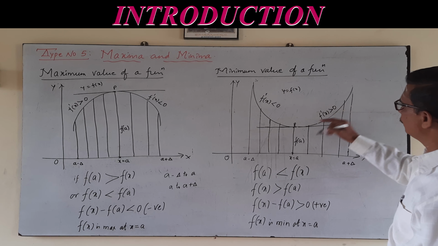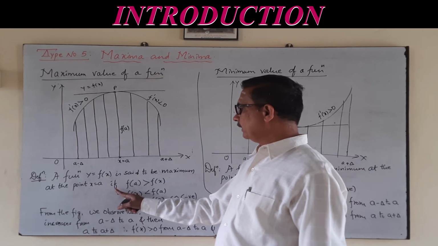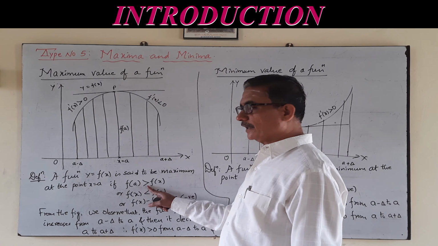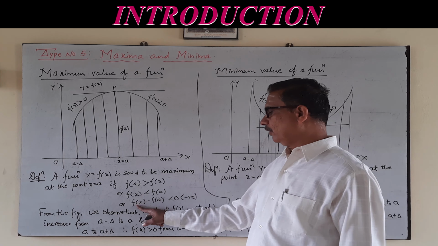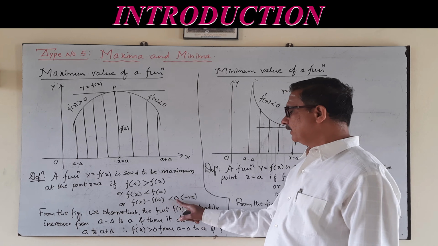So here, draw the diagram. Define the maximum value of a function. Draw this diagram and note down the definition. A function y is equal to f of x is said to be maximum at the point x equal to a if f of a is greater than f of x, or f of x is less than f of a, or f of x minus f of a is less than 0.